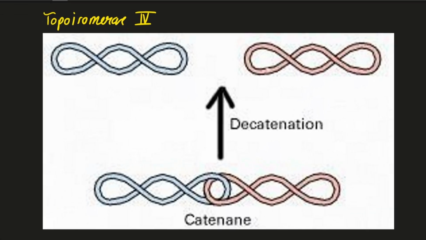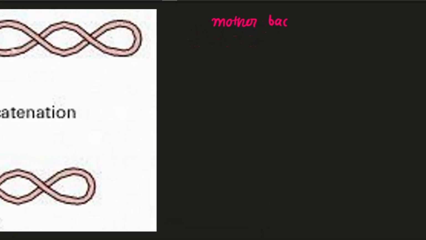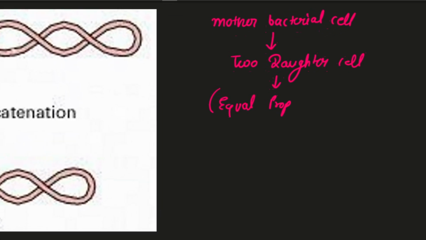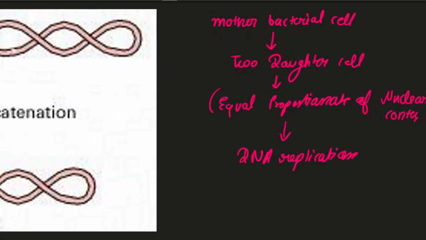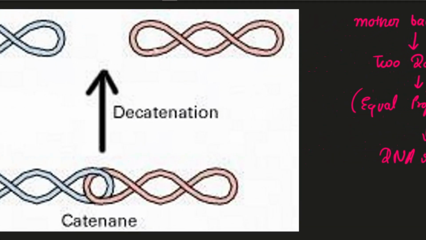So let me discuss the topoisomerase 4. Before starting, we all know that if there is a mother bacterial cell, it will lead to the formation of two daughter cells. And these two daughter cells will have an equal proportion of nuclear content, right? So for that, we all know that DNA replication is done. So what happens after DNA replication?